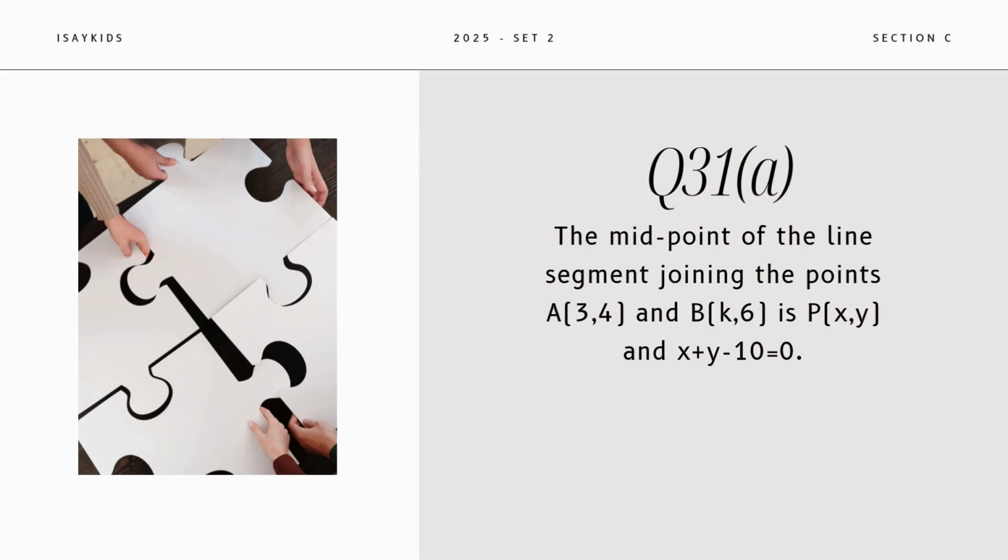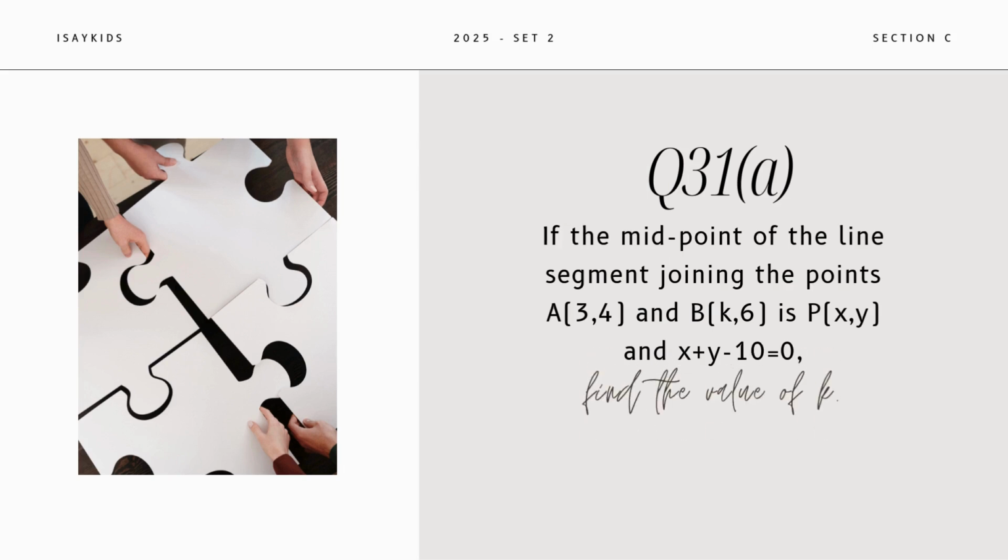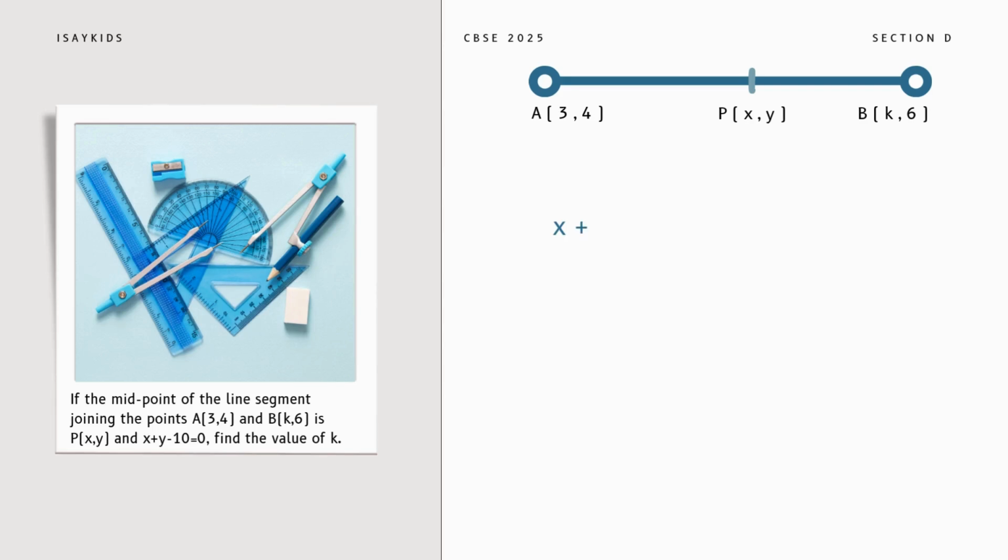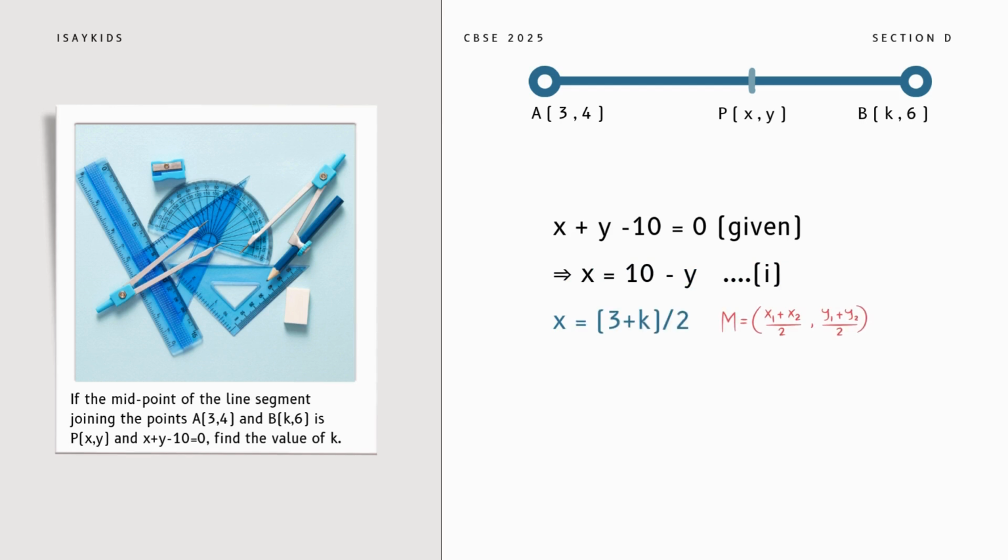The midpoint of the line segment joining the points A and B is P, and x plus y minus 10 is equal to 0. The coordinates of A are 3 and 4, coordinates of B are k and 6, and coordinates of P are x and y. We need to find the value of k. x plus y minus 10 is 0. We are given that. That means x is 10 minus y. Now x would be equal to 3 plus k by 2 because P is the midpoint.